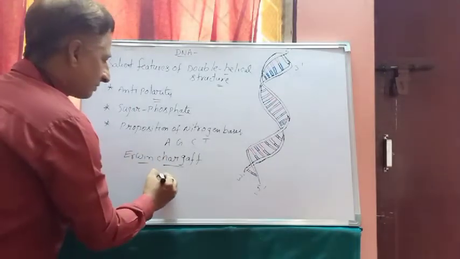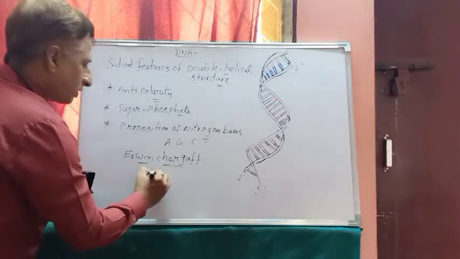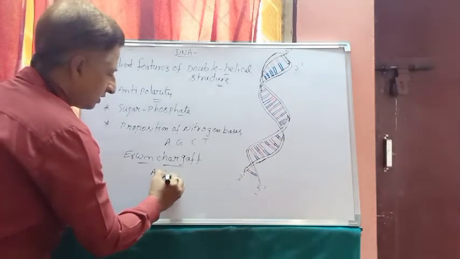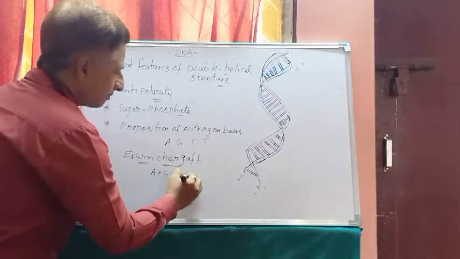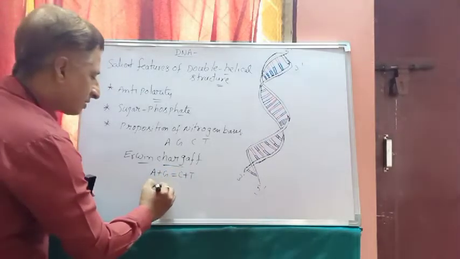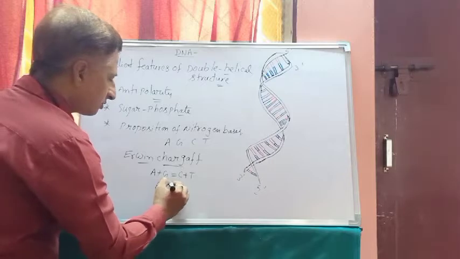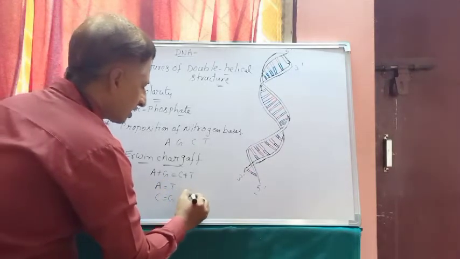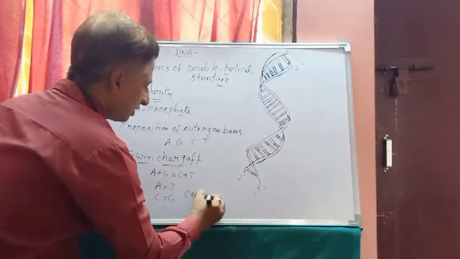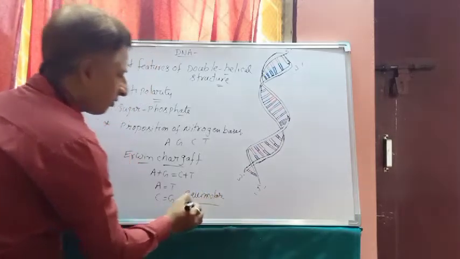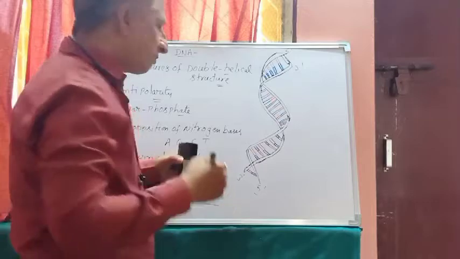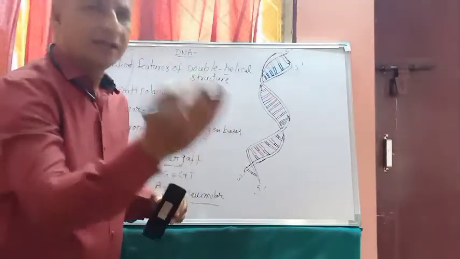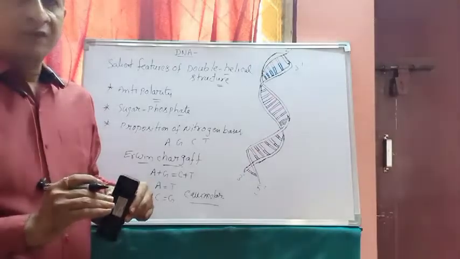How are they arranged? Every time A plus G is equal to C plus T. That means A is equal to T, C is equal to G. That is equimolar. Equimolar in the sense we can predict that if it is purine on one side, the other side is definitely pyrimidine, not purine.